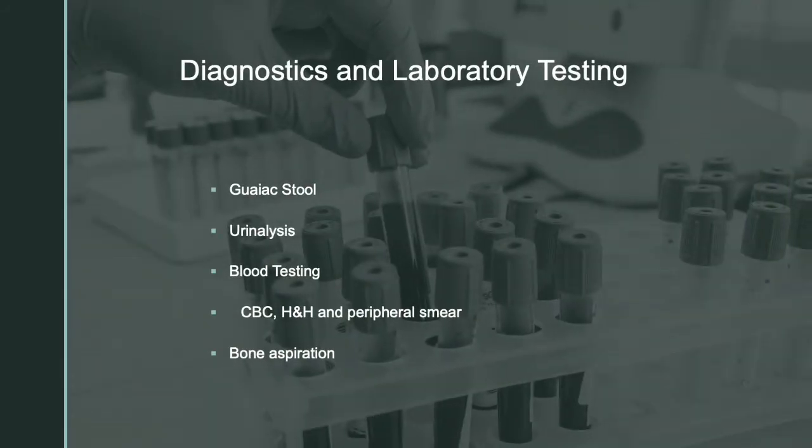For diagnostic and laboratory testing, you would run a guaiac stool sample and it will test positive. The urinalysis may contain blood in the urine. Blood testing would be H&H, CBC, and peripheral smear. A bone marrow aspiration will show a severe decrease in or absence of hematopoietic cells.